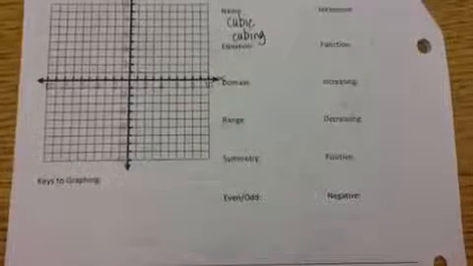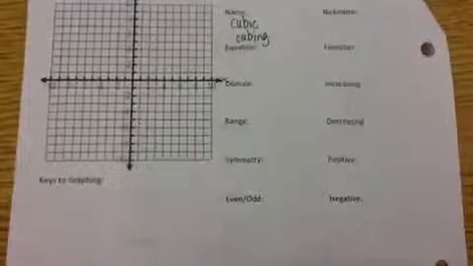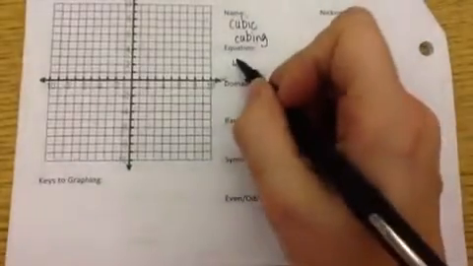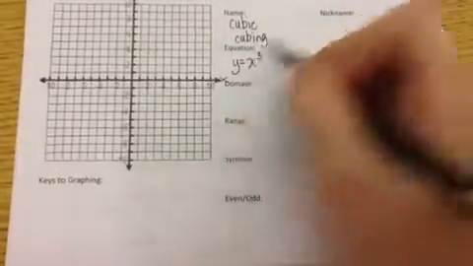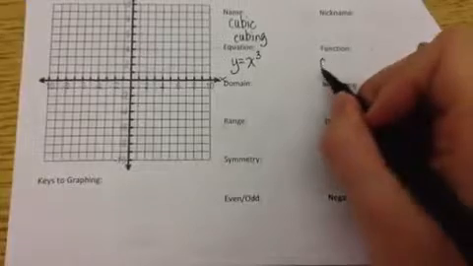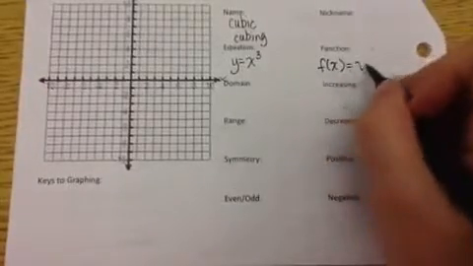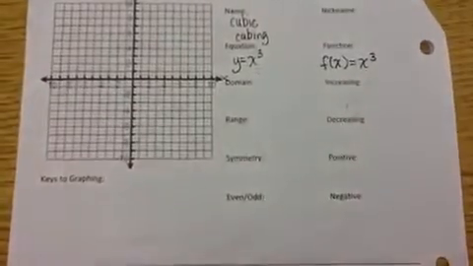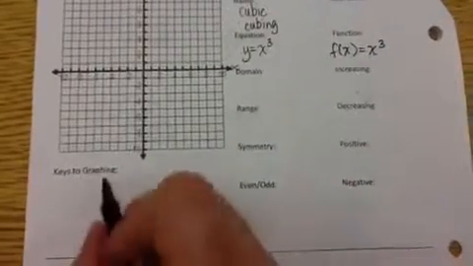The next family we're going to look at is the cubic family, or the cubing function. The equation for that parent is y equals x cubed. So in function notation, it's just f of x equals x cubed. Let's look at the keys to graphing.